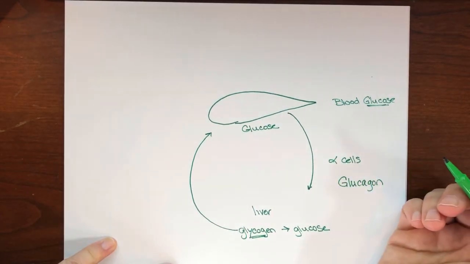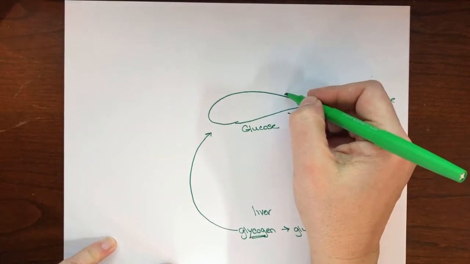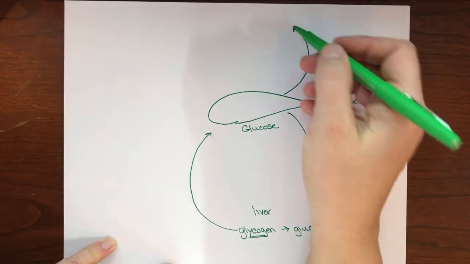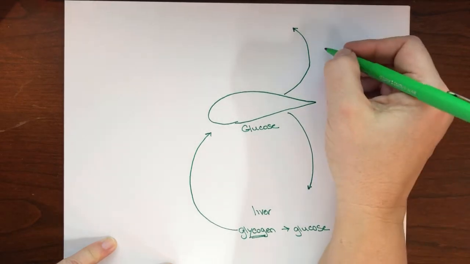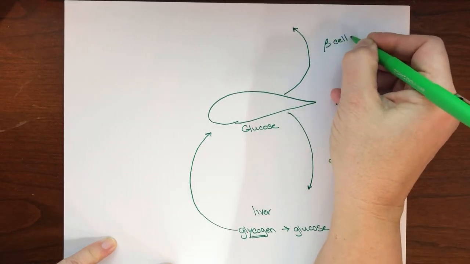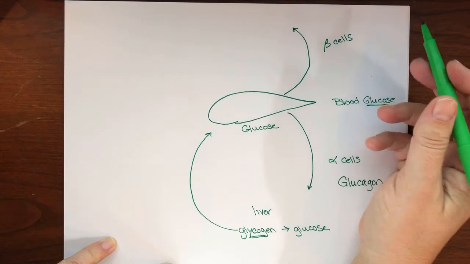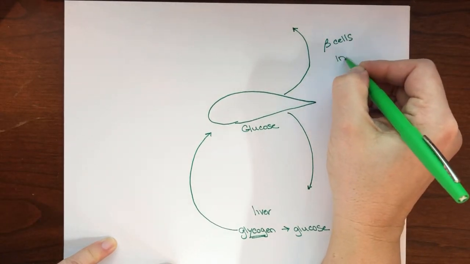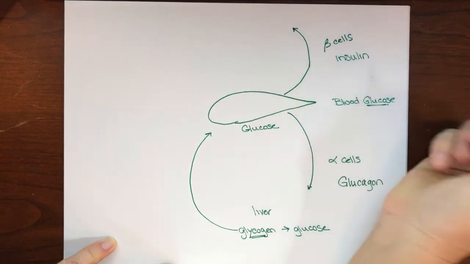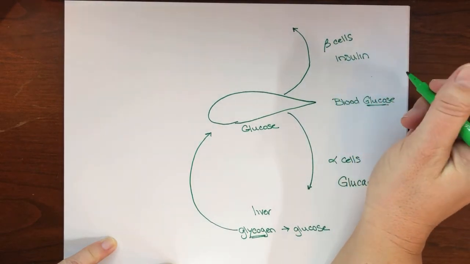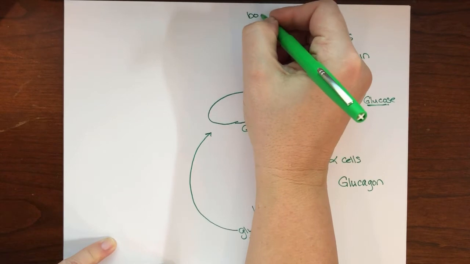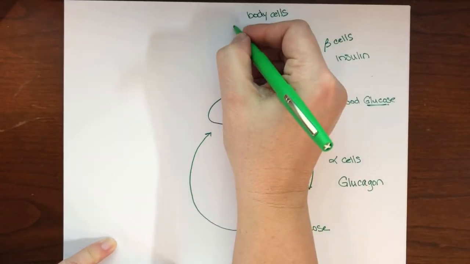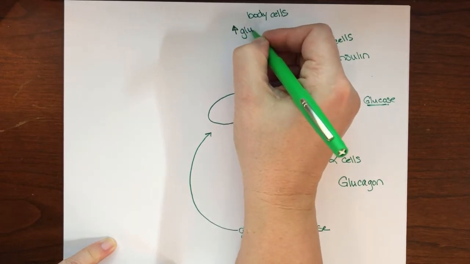However, say you had a big meal and all of a sudden your blood glucose level starts to go up. So we have increasing blood glucose levels. The beta cells in the pancreas sense that the blood glucose level is going up, and they're going to release a hormone called insulin. Insulin acts on various cells in the body, and it encourages them to uptake glucose.